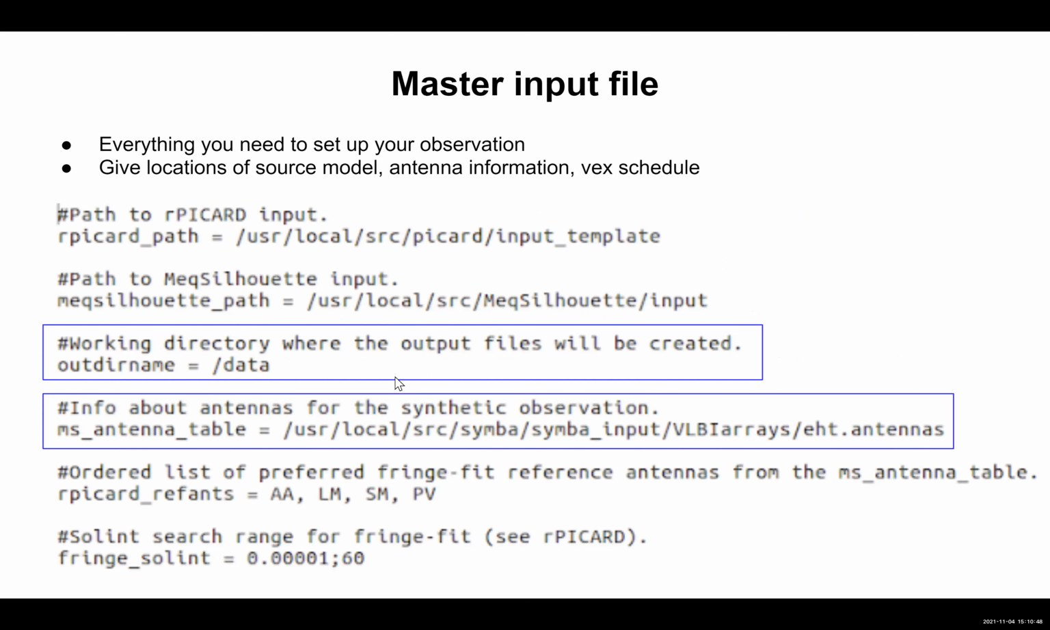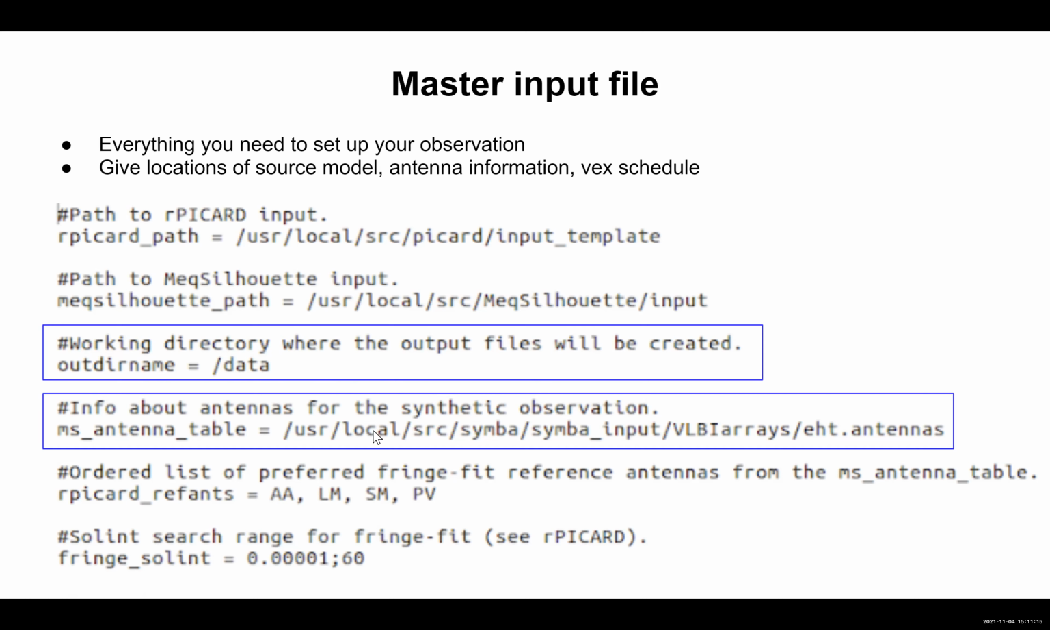So I'll now try to go through this master input file quite quickly to give you an idea of the parameters that you can set. So I've highlighted a few of them here. The first one is the working directory where your output files will be created. So you can just give a path here and then everything will be done there.